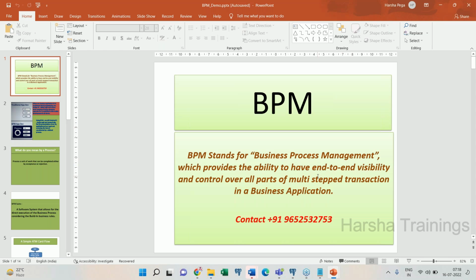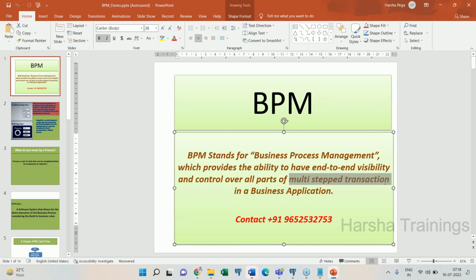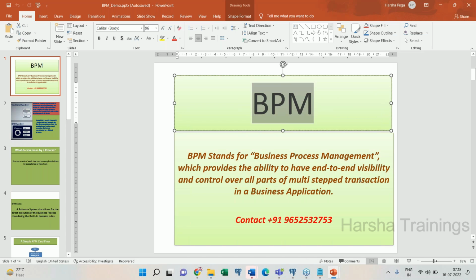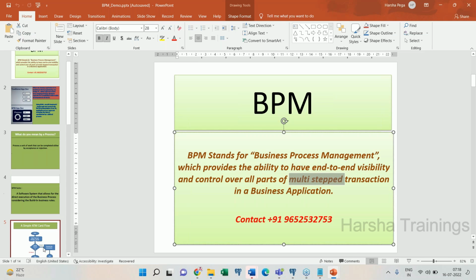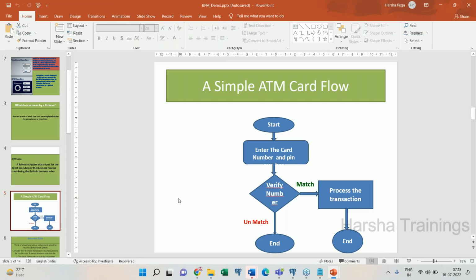Okay, and now what is meant by multi-step transaction? Your business applications you are going to develop by using BPM, where you are going to design your transaction model, and it will have multiple steps, meaning step by step. The entire transaction will not be done in a single step. Usually every business transaction that you take, definitely there will be a number of steps involved.